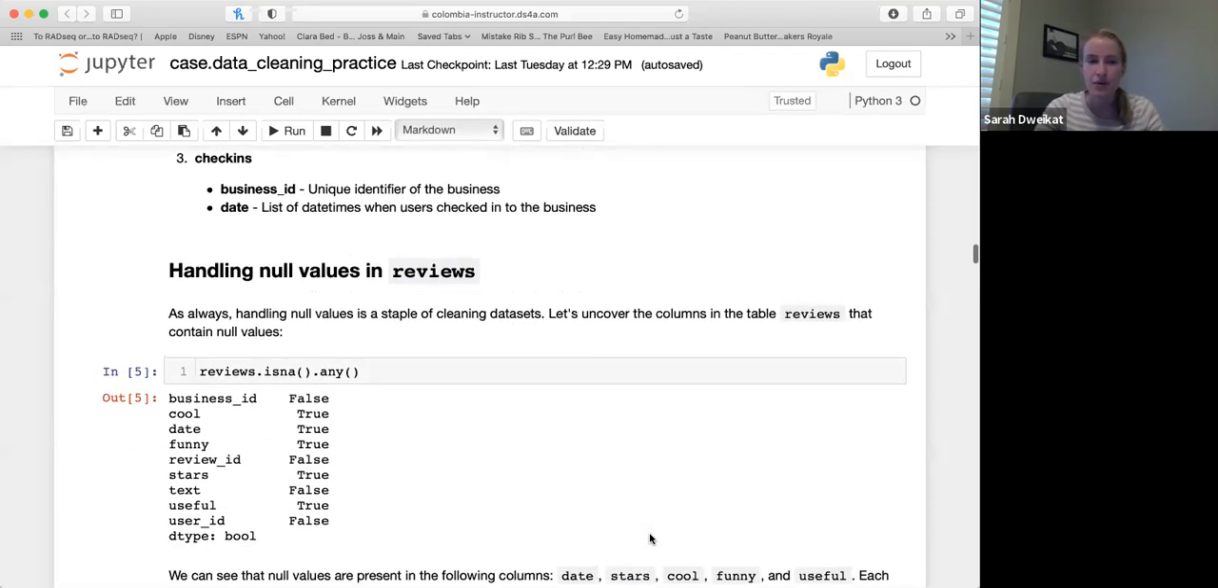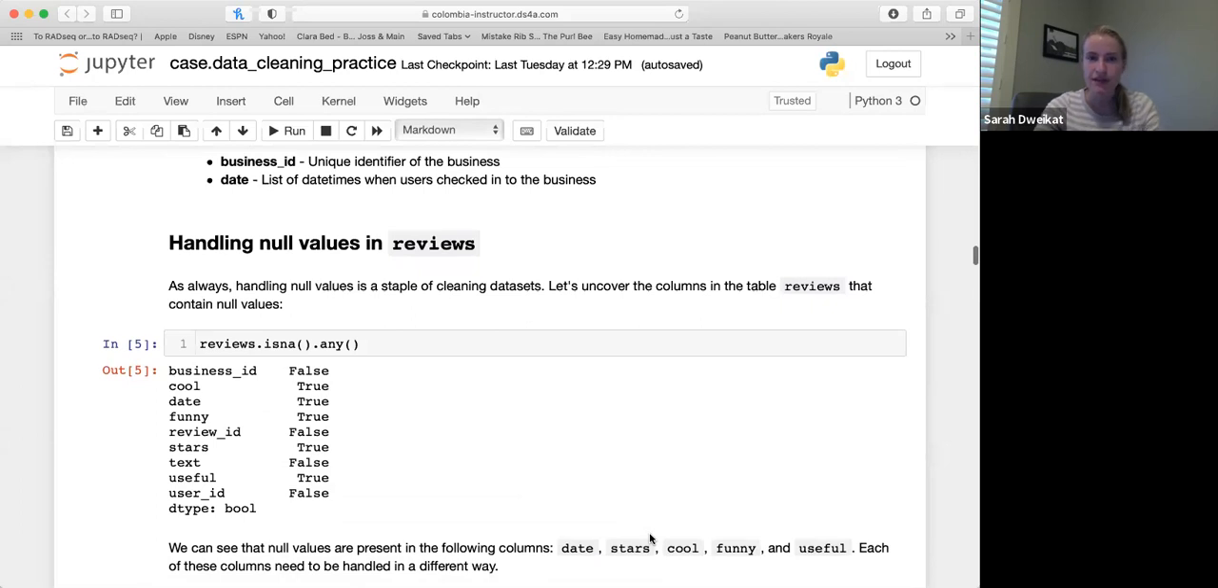Okay, so the first thing that we're going to start with is our null values. That's pretty much what we're going to do for the first half of this: how we deal with missing data and null values.